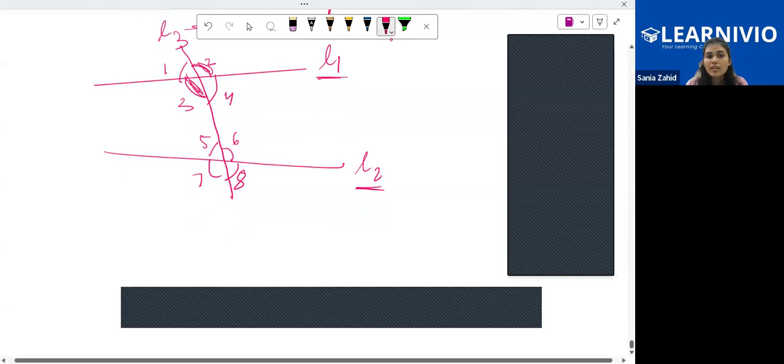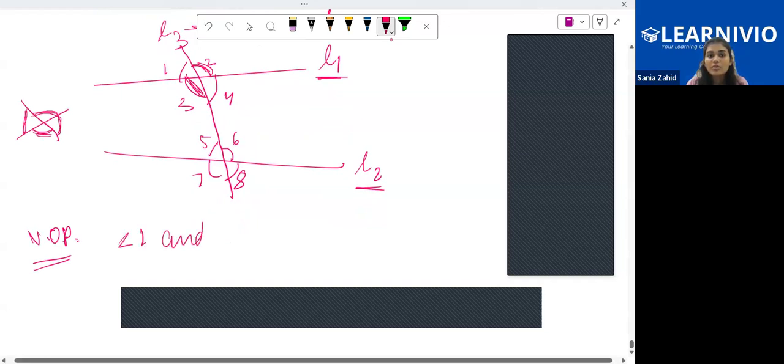These are vertically opposite angles. What are vertically opposite angles? Vertically opposite angles are like, I have this line and this line intersecting. So the angles which are vertically opposite to each other, like this angle and this angle, are vertically opposite. This one and this one are vertically opposite. So here, which all angles are vertically opposite?